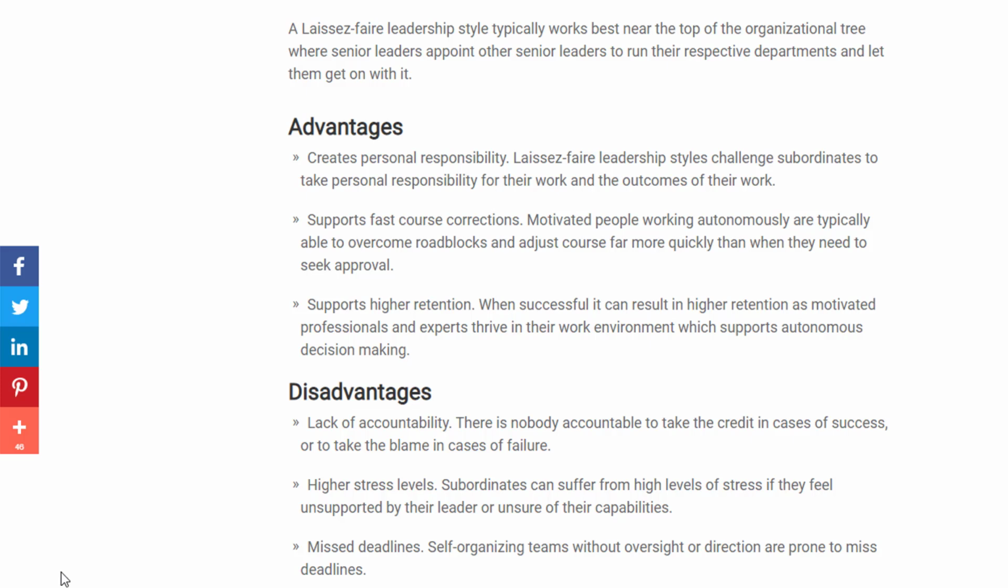Supports higher retention. When successful, it can result in higher retention as motivated professionals and experts thrive in their work environment, which supports autonomous decision making. So what they're saying is that more people will be willing to work for you if the environment supports autonomous decision making. Nobody wants to be micromanaged. Nobody really wants to be micromanaged. You don't want any boss breathing down your neck all the time.